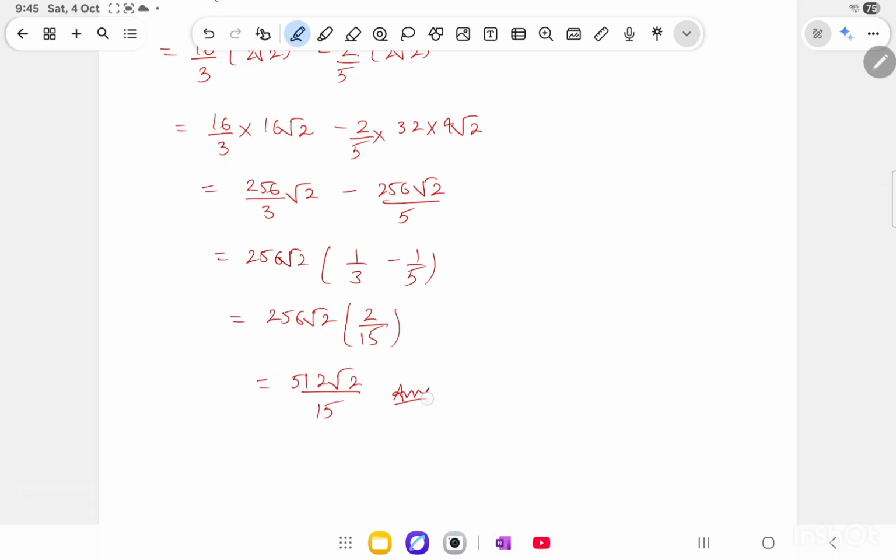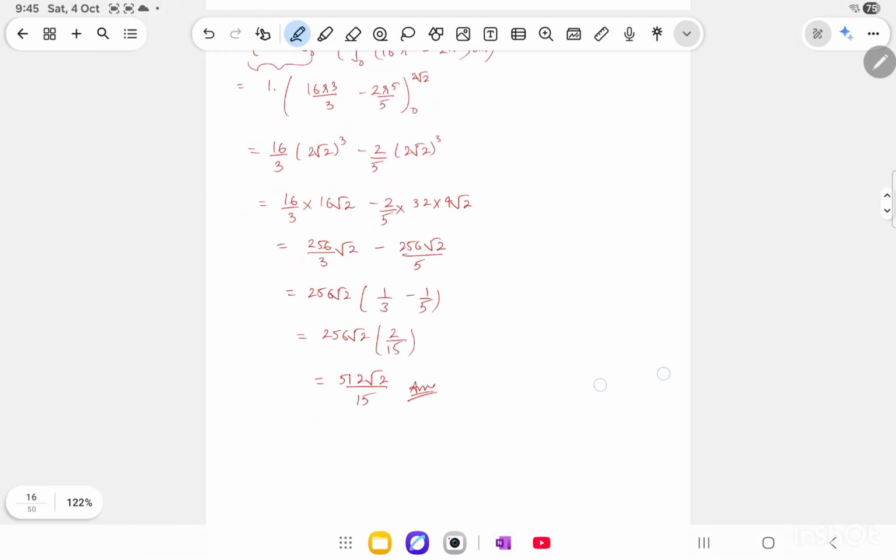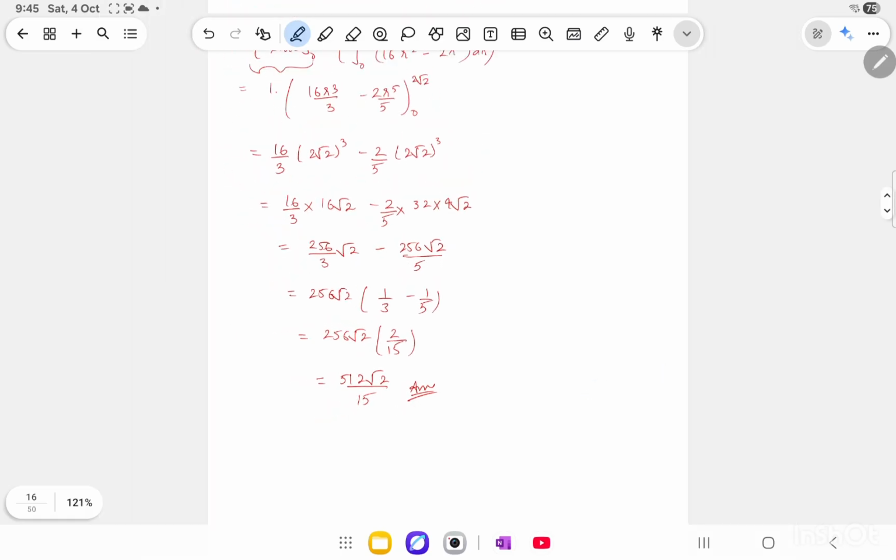So this is our answer to this question, and there were only 2 questions asked on triple integral. So this completes our topic, triple integral.